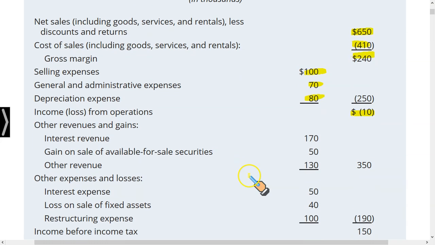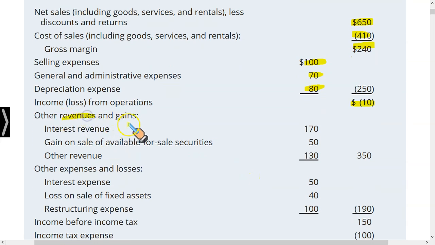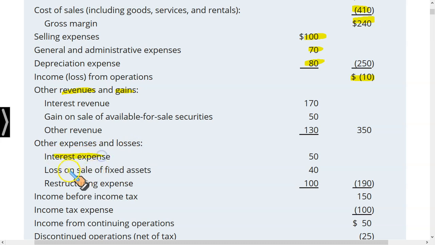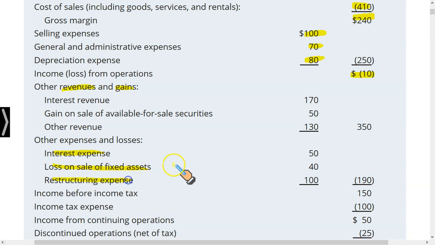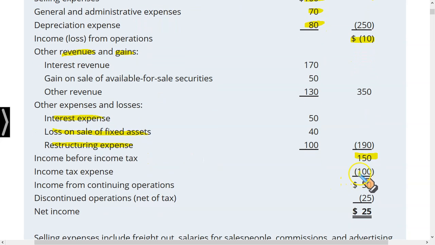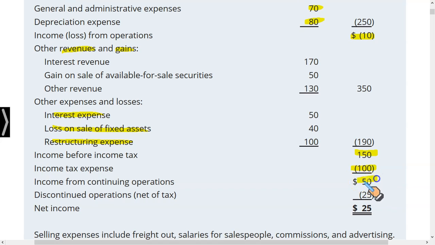Then you consider your revenues and gains, and then you deduct your interest expense, any loss on sale of fixed assets, and any restructuring expenses. This gives you income before taxes. Then you deduct tax, you get income from continuing operations, and then you have discontinued operations. We'll discuss this in the coming slides.